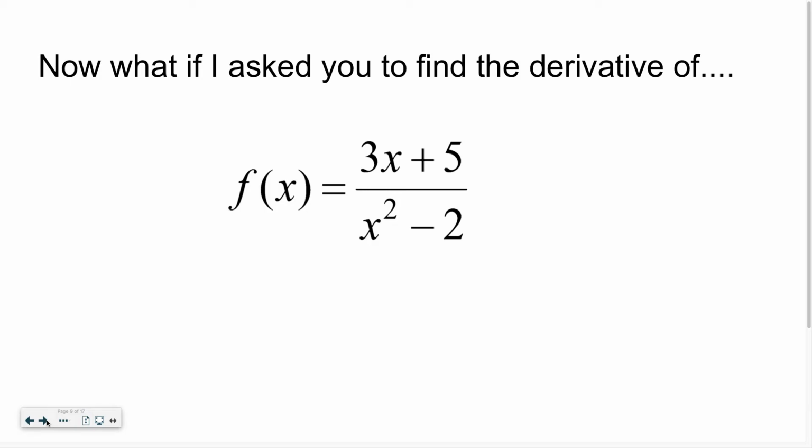Okay, don't write this down. Here I have a quotient. Right now we have no strategy. Well, kind of. We could do the product rule if we wanted to, but we don't actually have the tools for that yet. So never mind, we can't. Okay? We have a division problem.